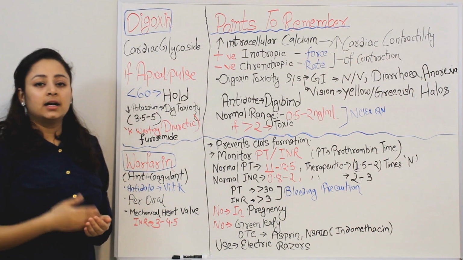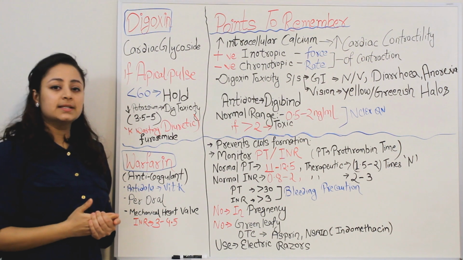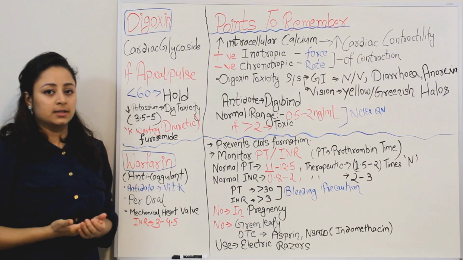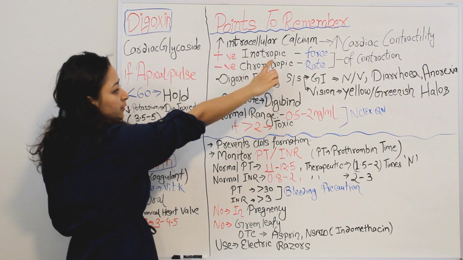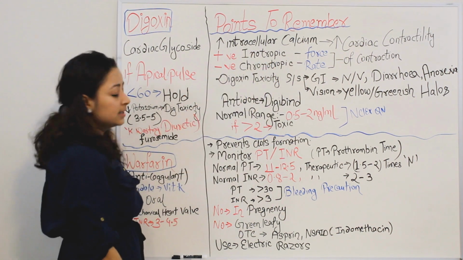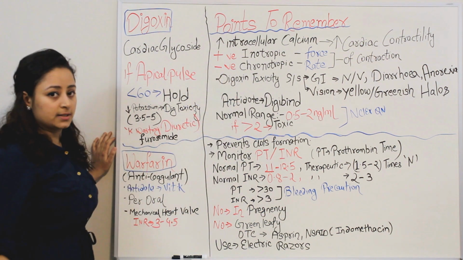Inotropic means force or the strength of contraction, and chronotropic means rate of contraction, which means the heart rate. So digoxin helps to increase the force of contraction or the strength of contraction and helps to decrease the heart rate or the rate of contraction.